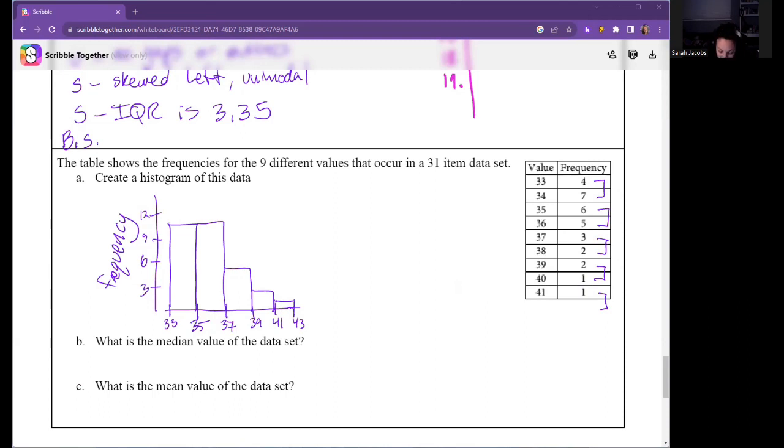Median value in the data set. Luckily, it says it's a 31 item data set. So 31 divided by 2 is 15.5. So we're going to look for the 15th value and then go one beyond that. So go to the 16th value. You could also put this in list 1 and this in list 2, and then you can use list 2 as your frequency. And then it'll automatically figure out the median and mean.